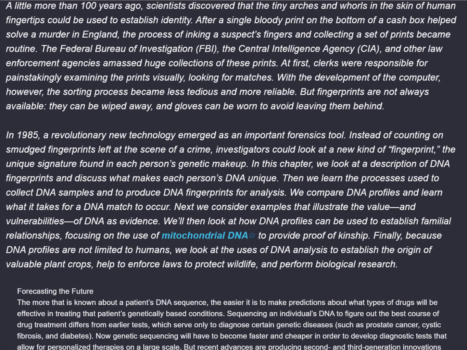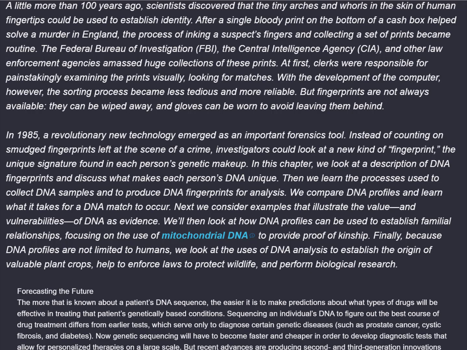A little more than 100 years ago, scientists discovered that the tiny arches and whorls in the skin of human fingertips could be used to establish identity. After a single bloody print on the bottom of a cash box helped solve a murder in England, the process of inking a suspect's fingers and collecting a set of prints became routine.